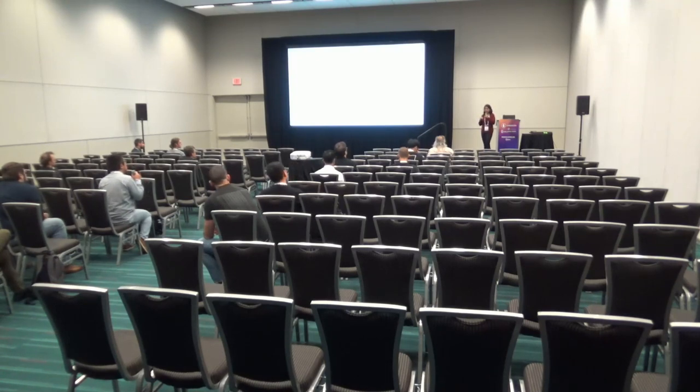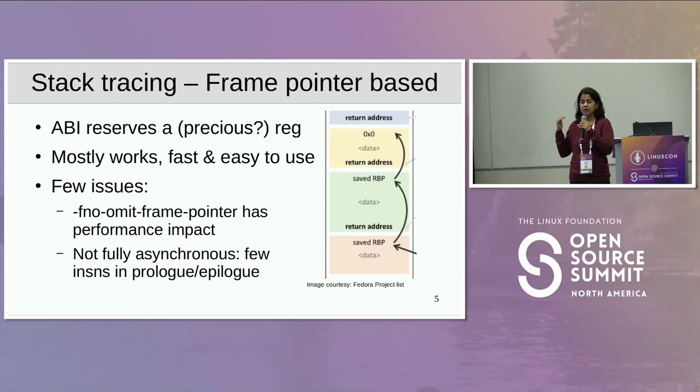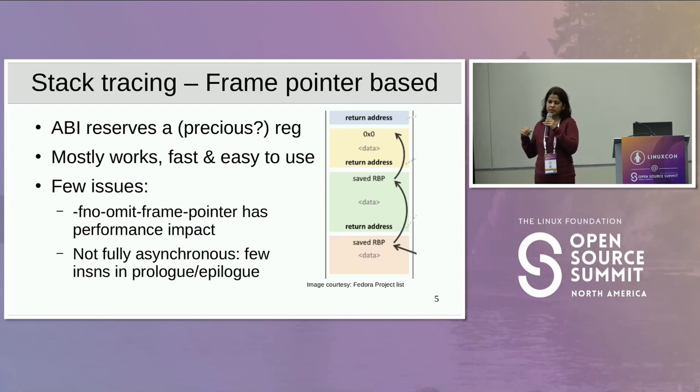ARM64 also has a link register. So this is really x86 related, the picture here is for x86, but ARM64 has a different ABI. It has both frame pointer and link register, right? In the ARM64 ABI, the call instruction will save the return address in the link register. But even then, the problem remains that as you see these instructions, you don't know whether to use the LR or whether to use the FP.